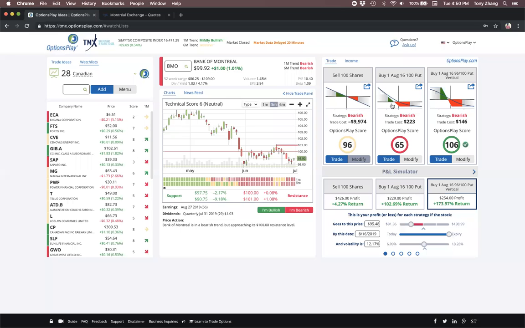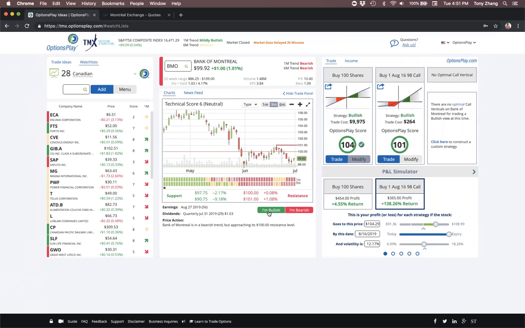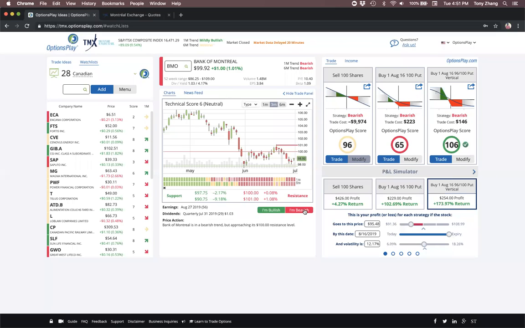At OptionsPlay, we actually select not only a strategy for you, but also an expiration date and strike price, and we put 3 of the most popular bearish strategies side by side. You don't have to pick initially; we allow you to play around with these strategies and see how they perform, and then you can make your decision as to which strategy is best suited for you. You can use this for both bullish and bearish strategies, and we'll try to find as many strategies as possible with the correct expiration date and strike price.